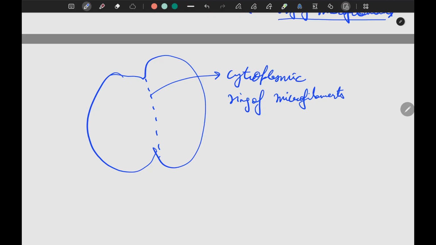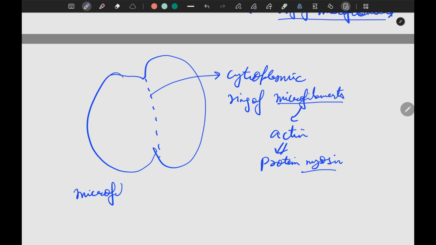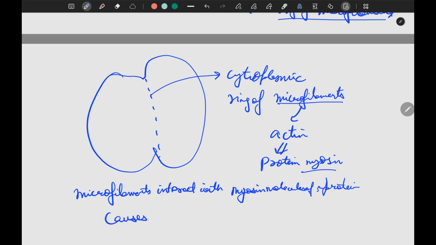What happened here is these microfilaments are made of actin, and furthermore this actin is associated with protein of myosin. The microfilaments interact with myosin molecules of protein, which causes this ring to contract.